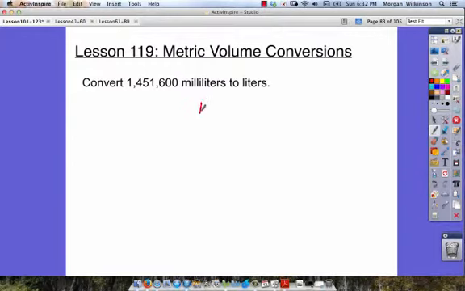So if we know that, we know there's 1,000 milliliters in 1 liter. Well, if there's 1,000 milliliters in 1 liter, then this number, if we convert it to liters, must be 1,000 times smaller. So if it's 1,000 times smaller, that would mean we'd have to move the decimal point 3 zeros to the left. If we moved it 3 zeros to the left, we get 1,451.6 liters, and we'd have our final answer.